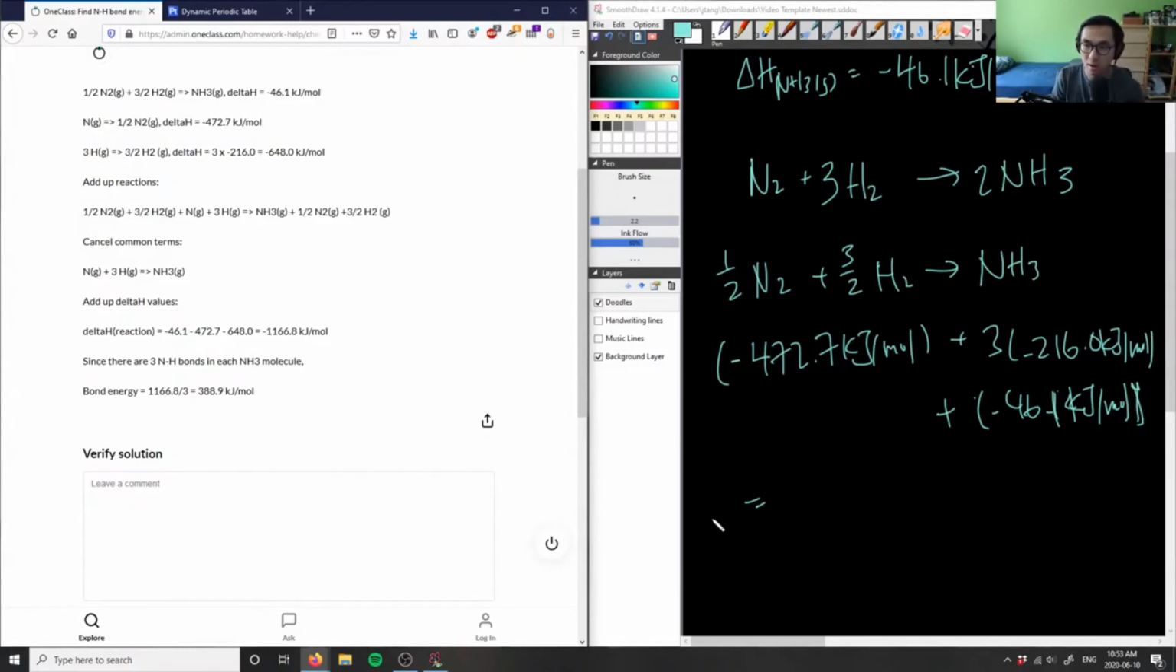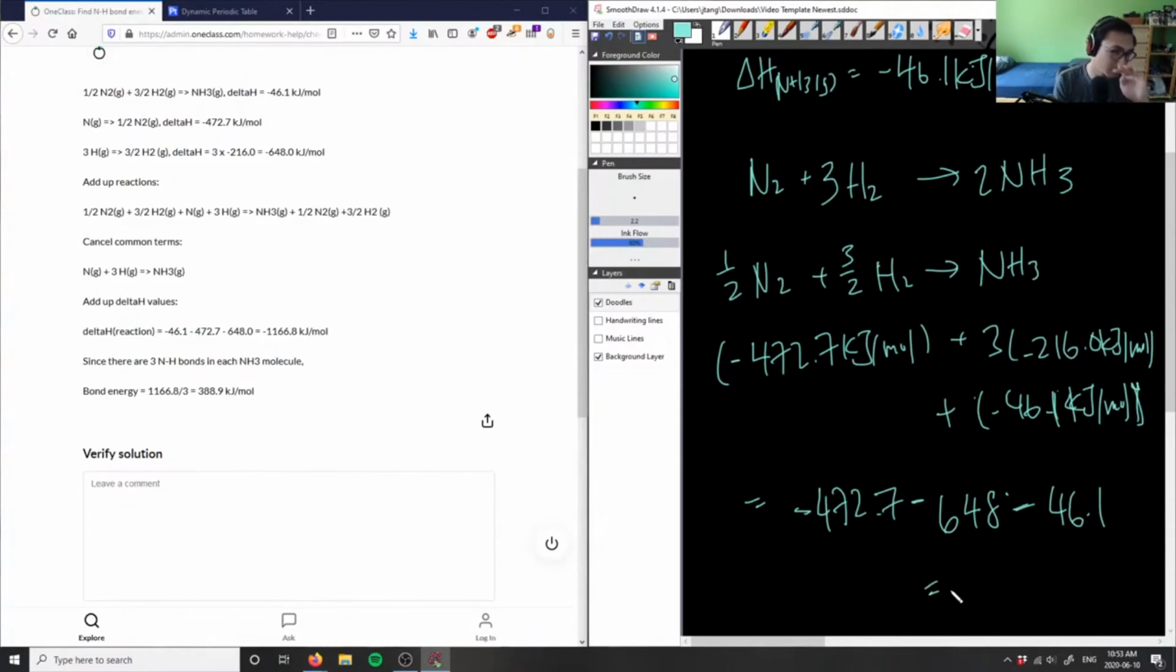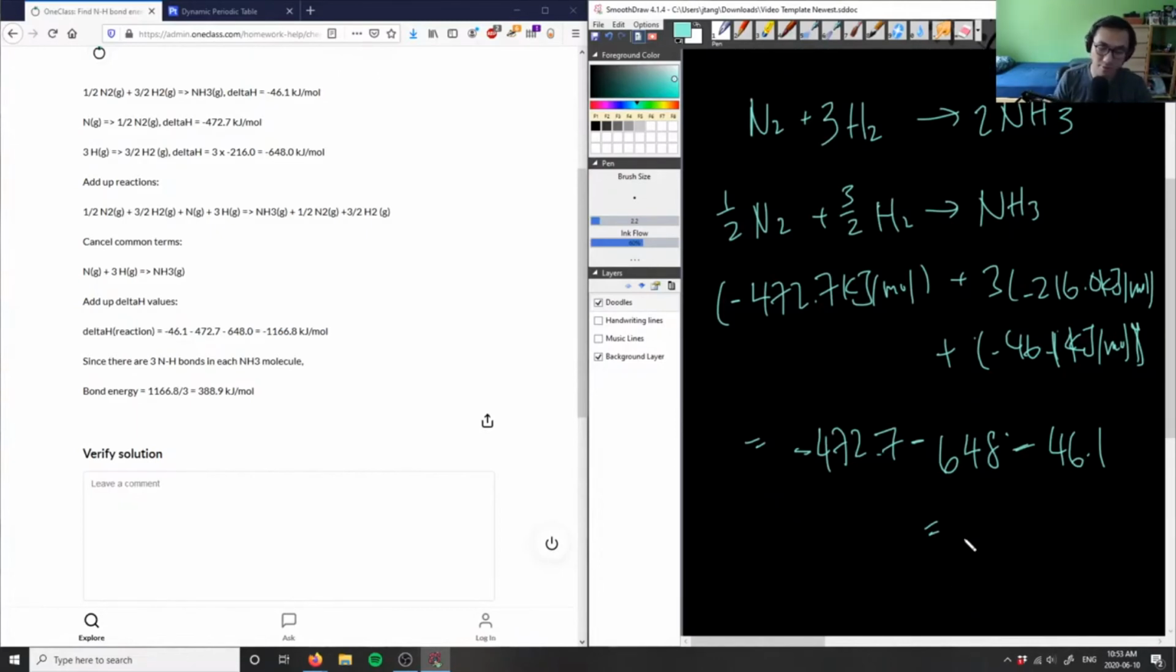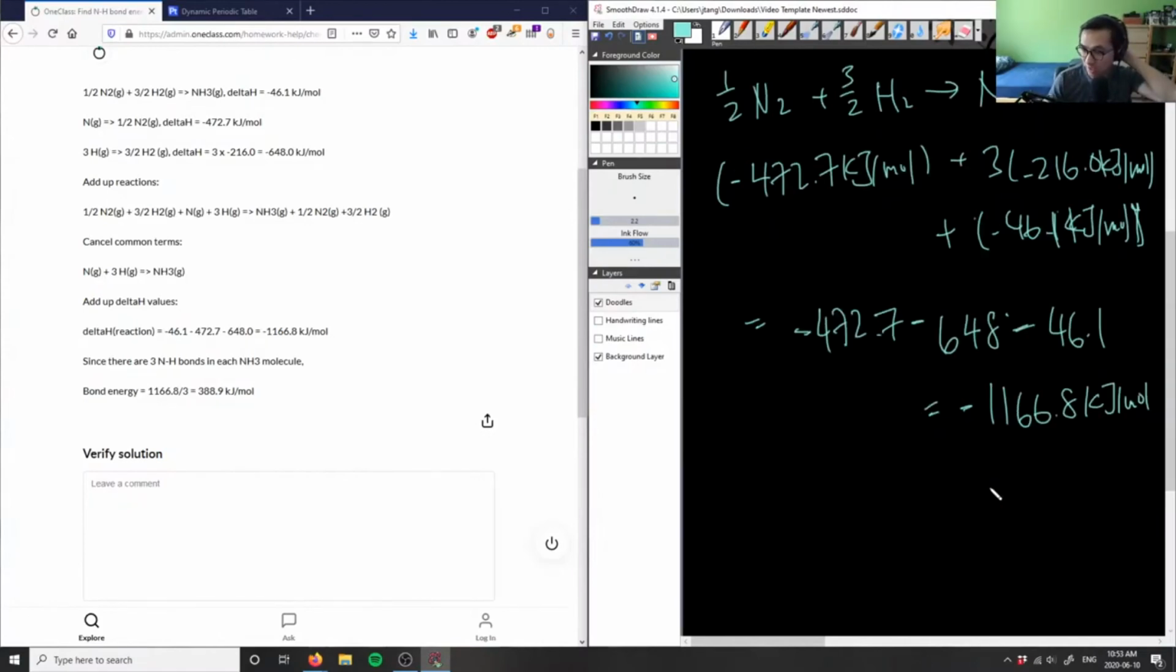Mathematically, this is negative 472.7 minus 648 minus 46.1. This will give us the delta H of our entire reaction. So 648 minus 46.1 gives us negative 1,166.8 kilojoules per mole. And this is the delta H of this entire reaction.